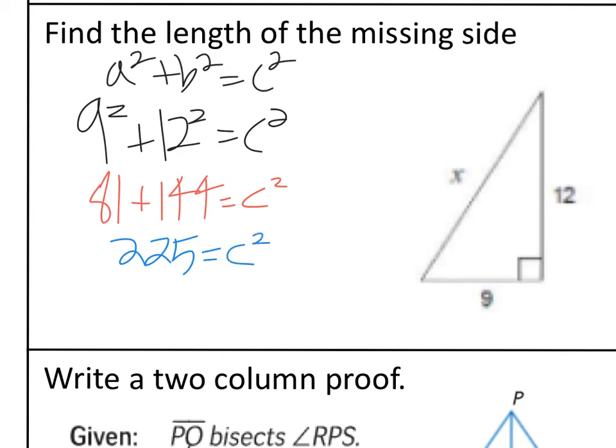And so to figure out what c is, that's what c squared is. To figure out what c is, you have to take the square root of both sides to undo the power of 2. And so c is going to equal the square root of 225, which is 15.